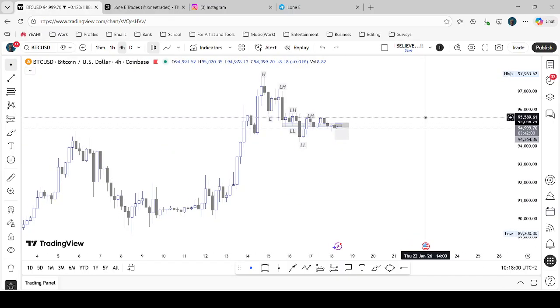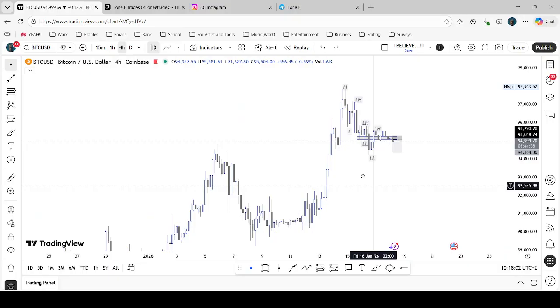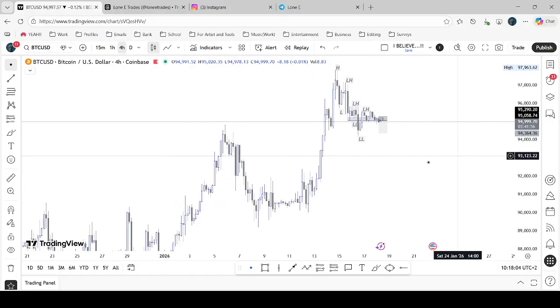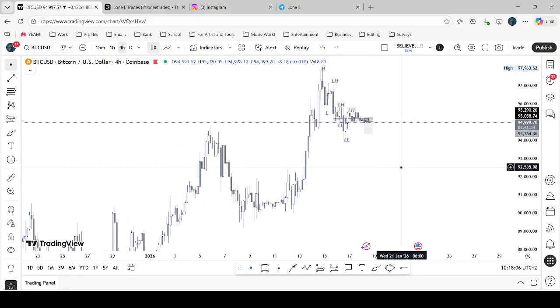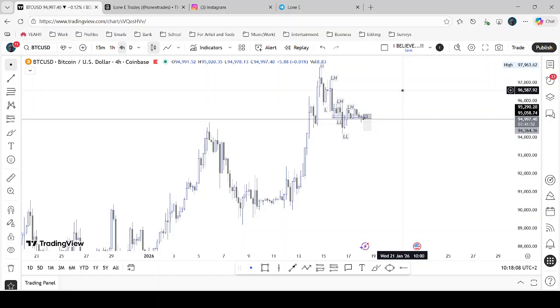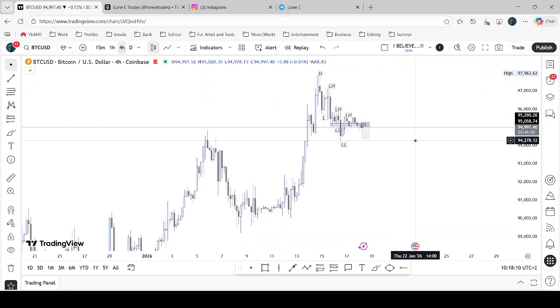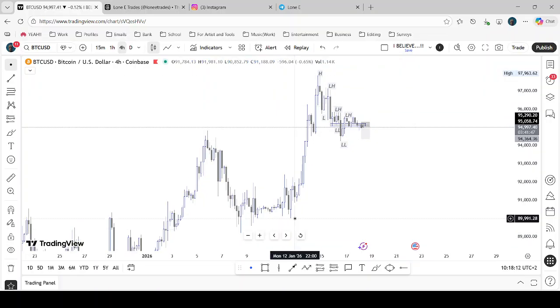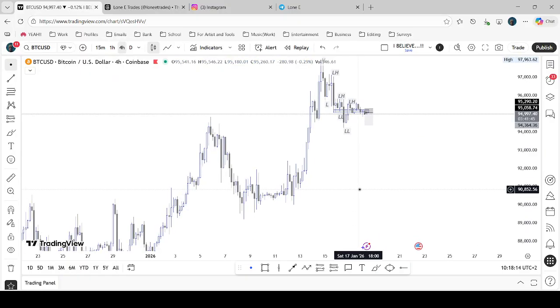As you can see on Bitcoin right here, on the 4-hour, if you were to zoom out, I personally don't like zooming out because there's a lot of information to take in. I tend to focus on what's happening currently. But based on what you've been taught in the past, they say zoom out. I do not zoom out as much.